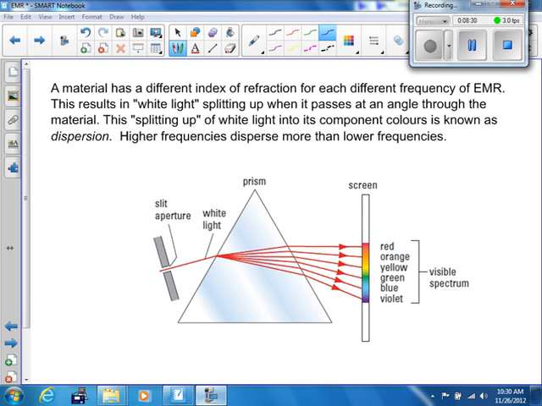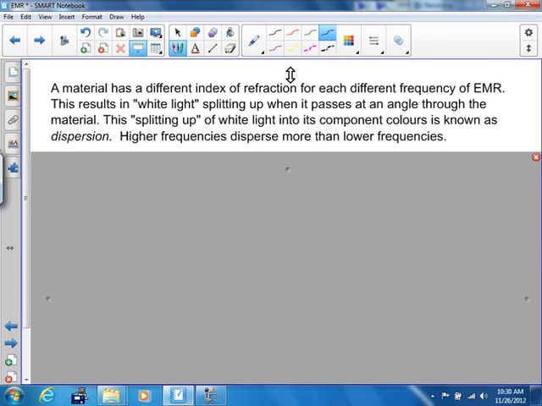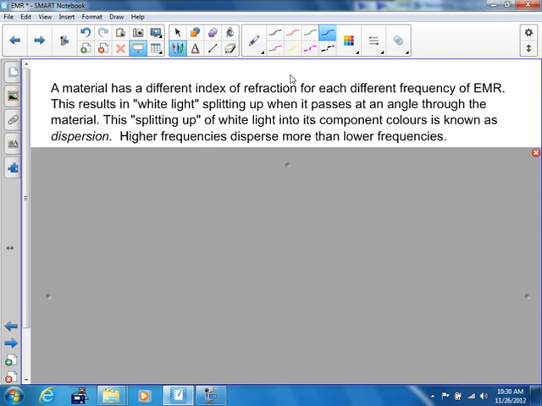Each different material has a different index of refraction, however, for each different color. So if we shine red light through a particular material and we find that the red light bends a certain amount, or we shine yellow light through that same material, we find that the yellow light bends a slightly different amount because that material has a slightly different index of refraction for each of the different colors. Now, a lot of times, it's not a significant enough effect to really notice a difference, but sometimes it is.